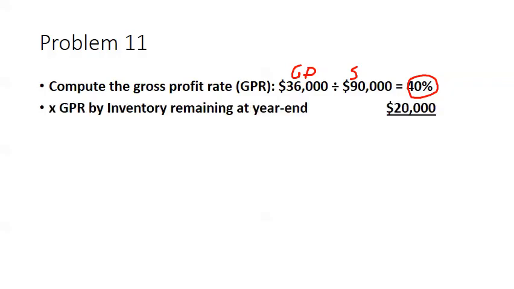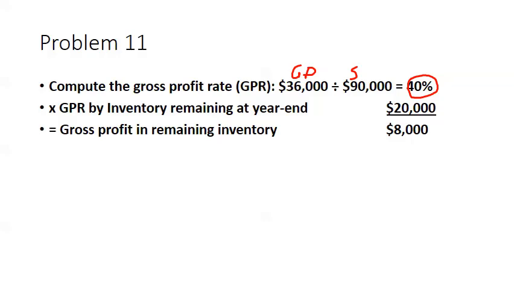We're going to multiply that by the 20,000 that's still left in the inventory. Why that? Because the other 70,000 they've already sold. We can recognize that gross profit. We only have to defer gross profit of what we haven't sold yet. So that's going to be $8,000.